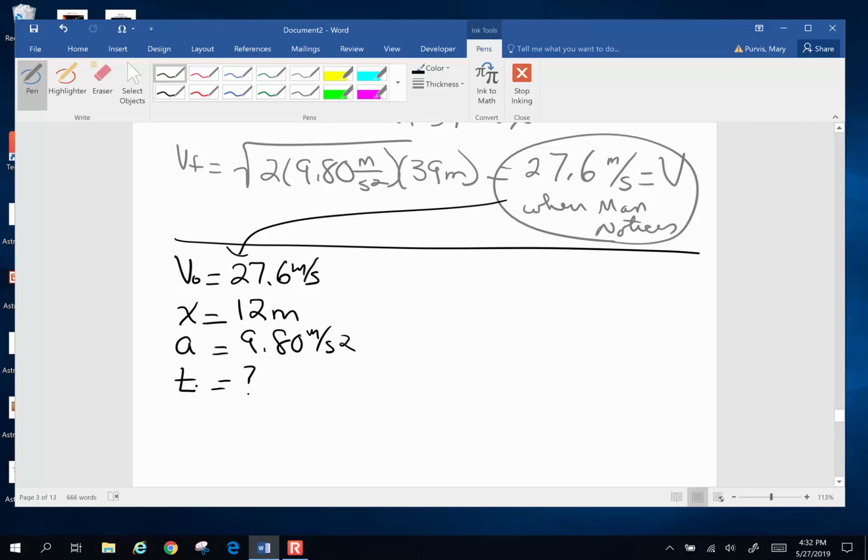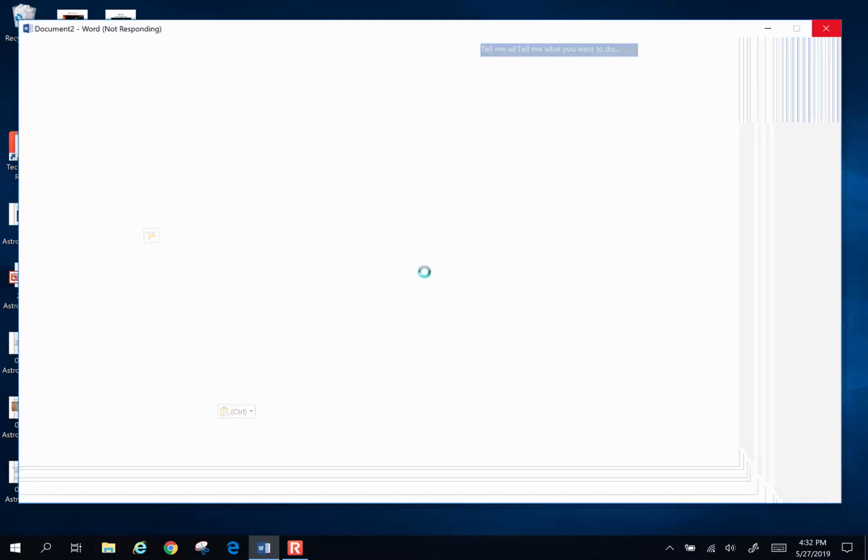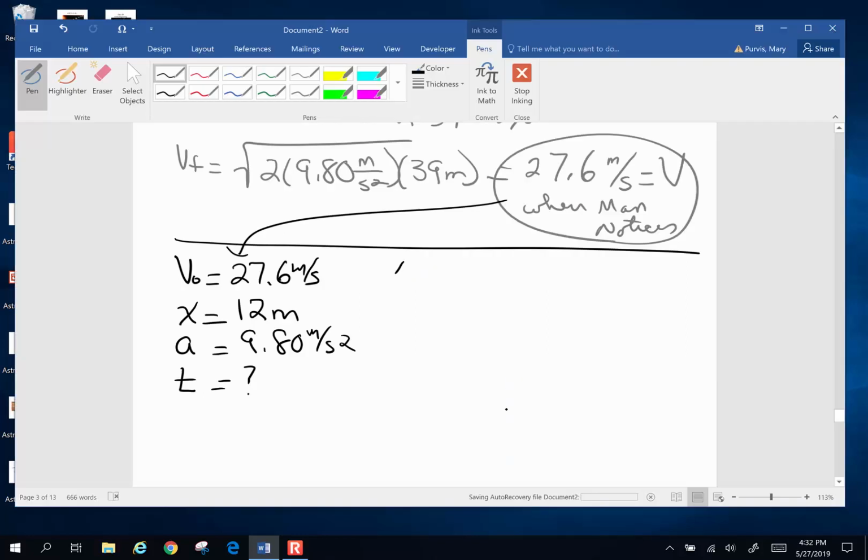Now, if you look at this little beastie, you might be tempted to use x is VOT plus 1/2 AT squared. If you do that, you're going to end up with a t here and a t there, and you have to use the quadratic equation. If you are very fond of the quadratic equation, go forth and use it, and you will do a fabulous job. But if you're not fond of the quadratic equation, here's a workaround. The workaround is we're going to do it in another step.